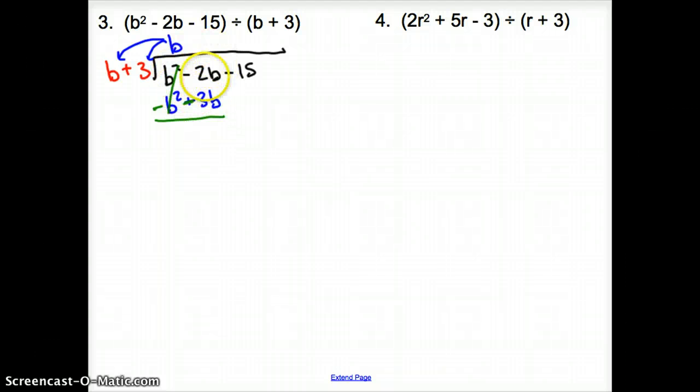That is gone. This now turns into a negative 5b. What else do we have to do? Bring down that negative 15.